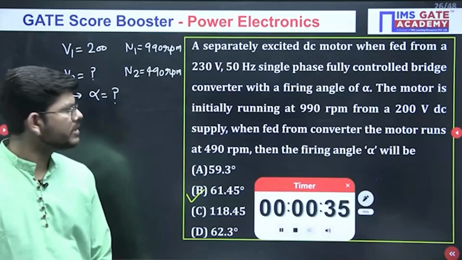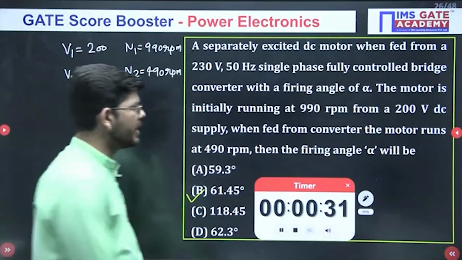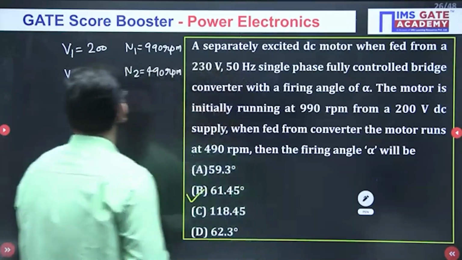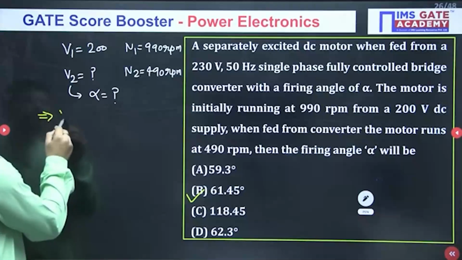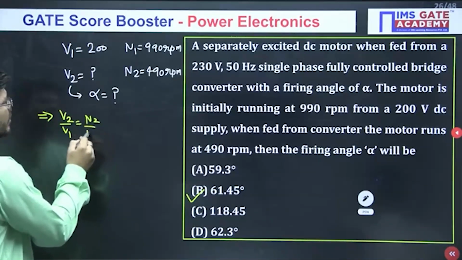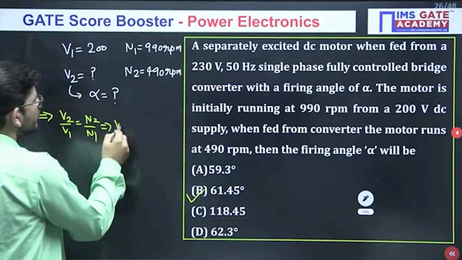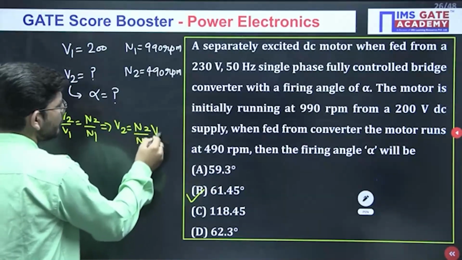Everybody is getting the same answer, B. Okay, then we can stop this clock and proceed. So first of all, you will be calculating V2. V2 upon V1 is N2 upon N1, so V2 will be N2 upon N1 into V1.